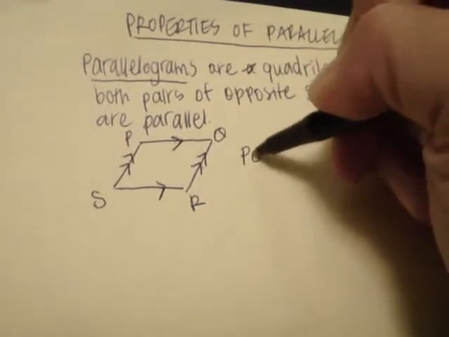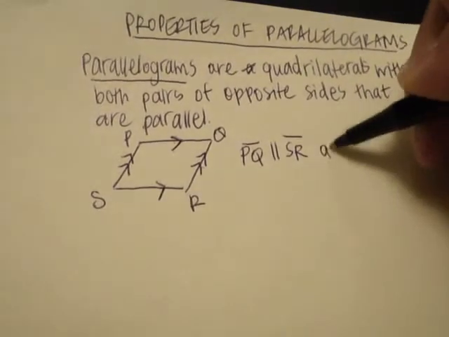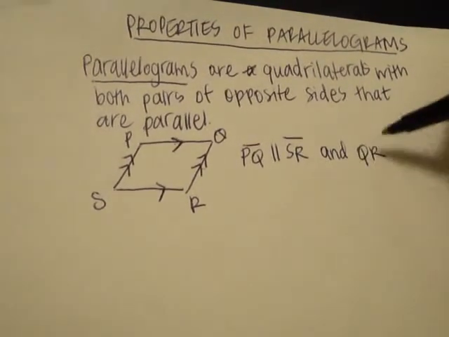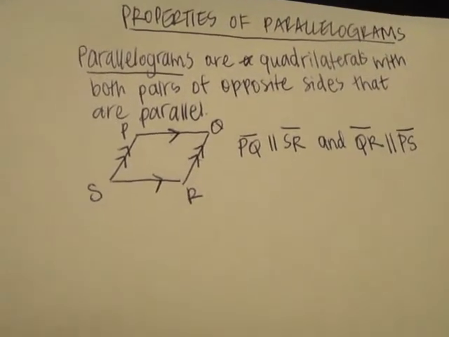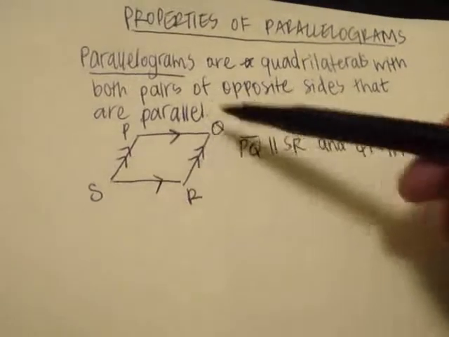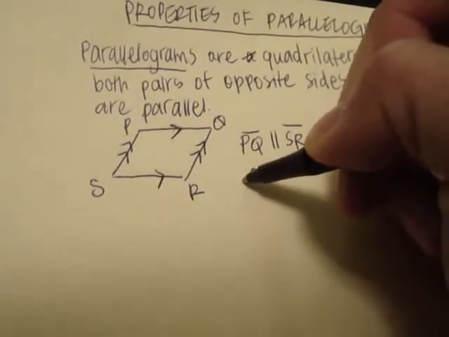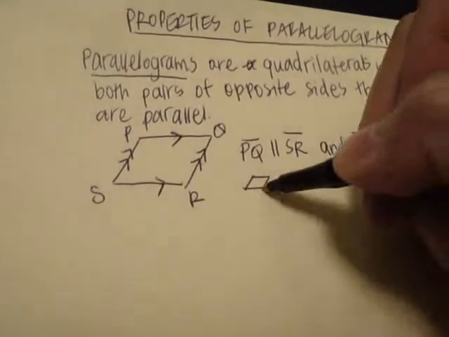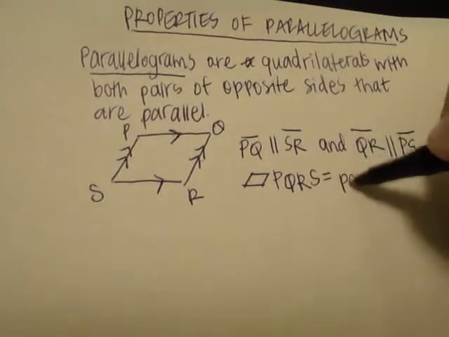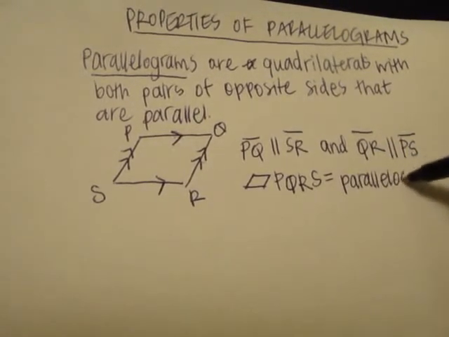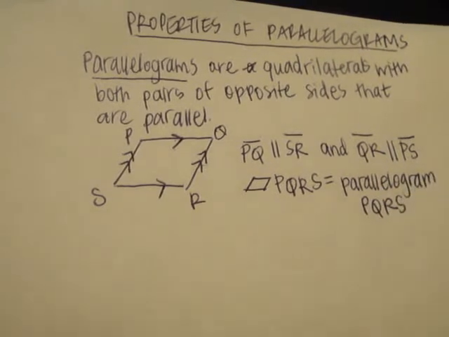So I'm going to write this out for you to see. PQ is parallel to SR, and QR is parallel to PS. And the way that we name or symbolize parallelograms is by this little symbol right here that looks like a parallelogram. We call it parallelogram PQRS, or this is the same thing as saying parallelogram PQRS.